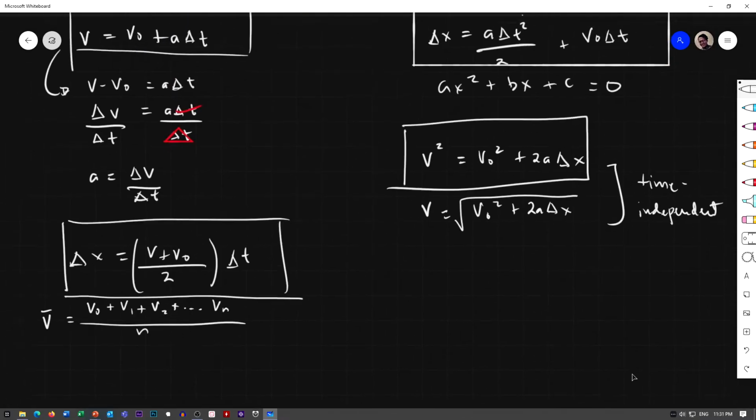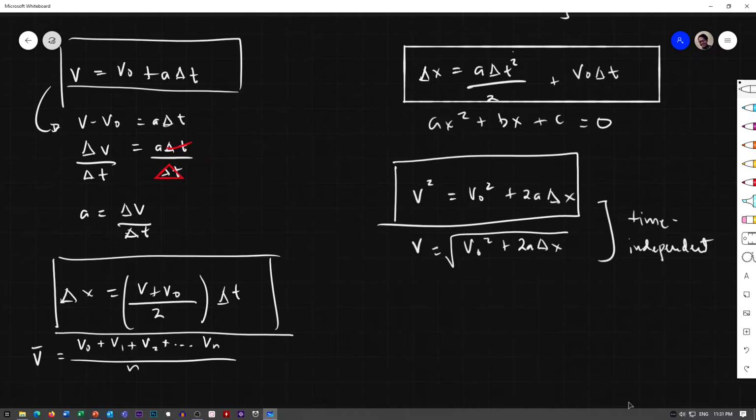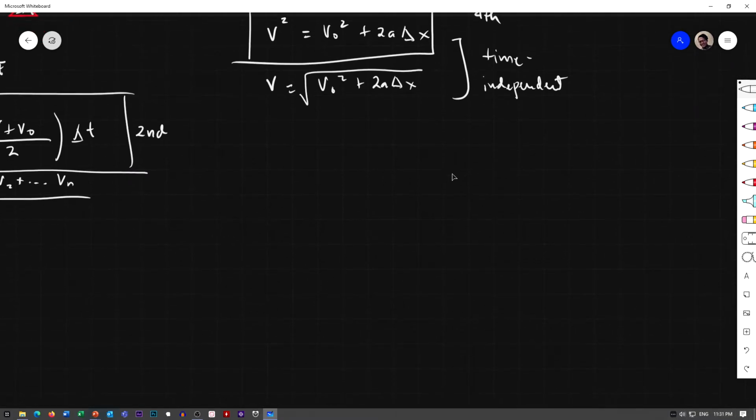So I'm going to name this first, second, third, and fourth, so you can just go back to it. I don't want to rewrite the equations later. Okay?